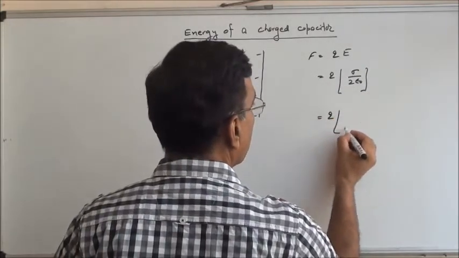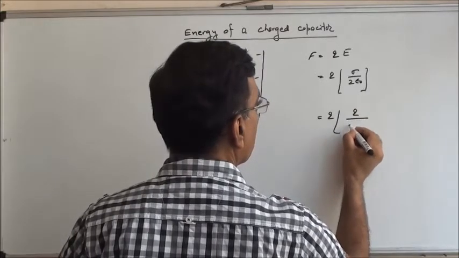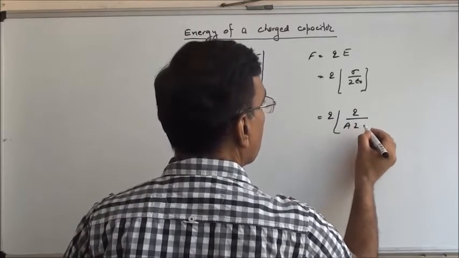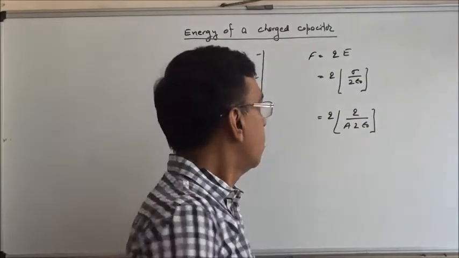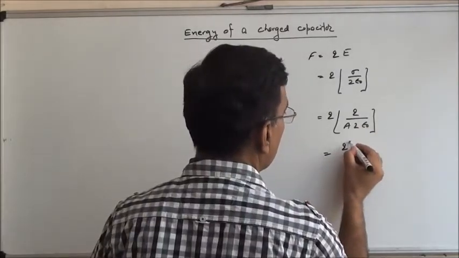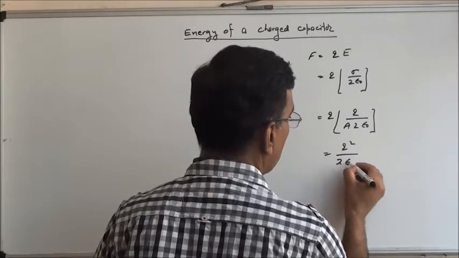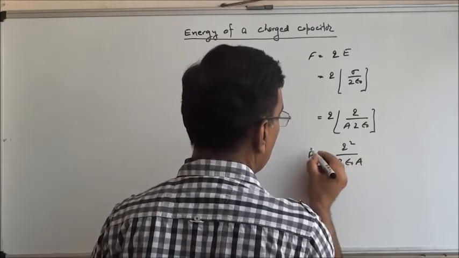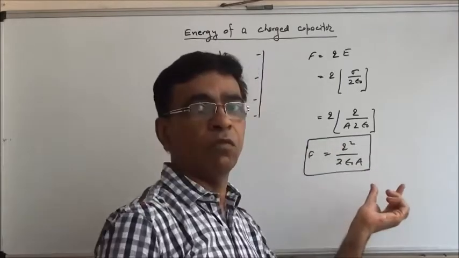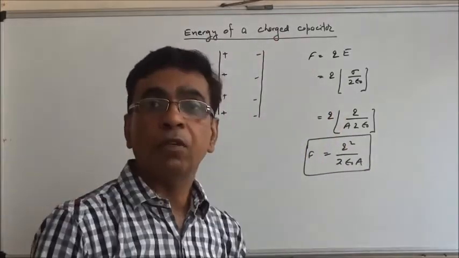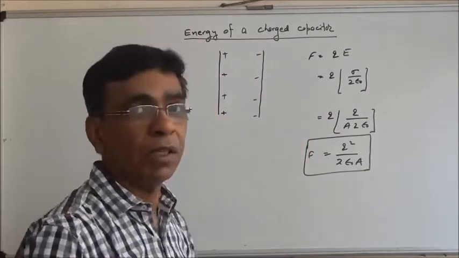So I can write that again in terms of Q, so the force is Q square upon 2 epsilon naught A. This is useful for many other calculations also. This tells us about the force on each plate of the capacitor because of the other plate.